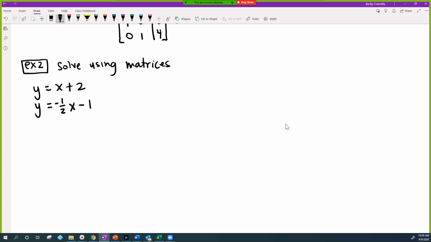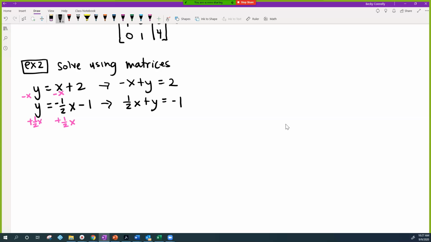Would you want to get the x's and y's on the same side? Yes, awesome. That's exactly right. So we can't set it up in a matrix form unless it's in that standard form, right? So I need to subtract my x over here, and so then my equation will look like -x plus y equals 2. And then my other one, I need to add 1/2 x over, and so then that would give me 1/2 x plus y equals -1.